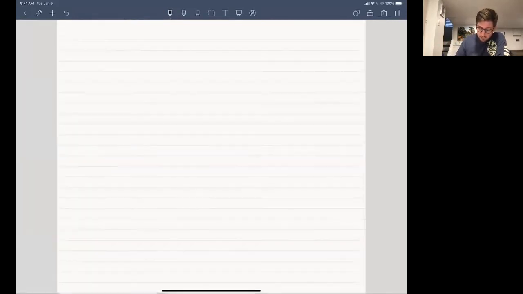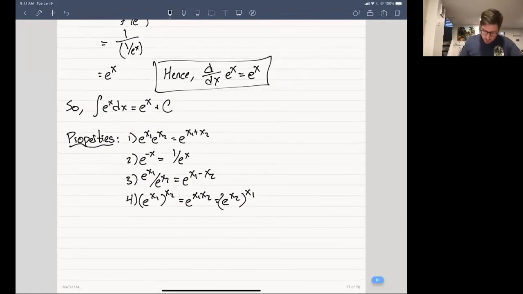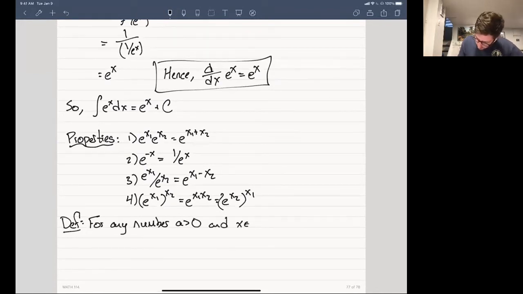Well, let me give you the following definition, okay? So we get a definition. Let's say for any number a greater than 0 and x in R, the exponential function. So again, I'm going to put this in red to emphasize it.